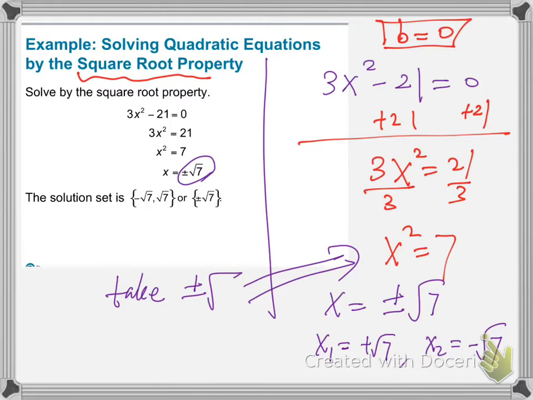So there are two numbers. The second power of positive radical 7 and the second power of negative radical 7, they are both 7. So you have two solutions.